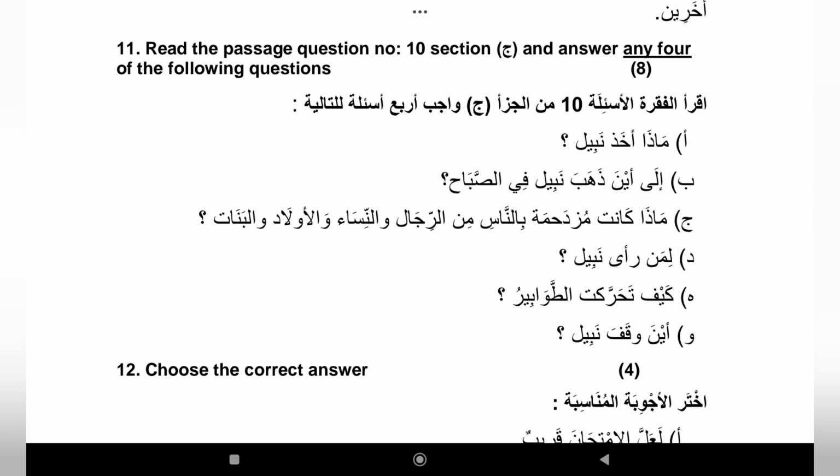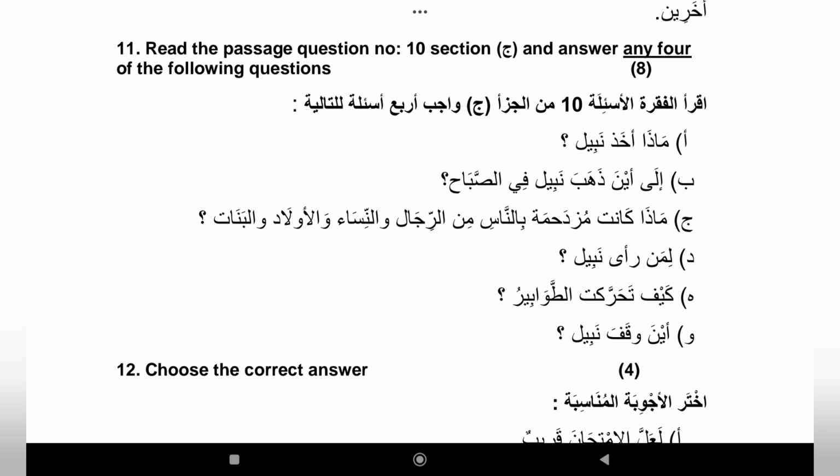You have a section G. In the above paragraph, answer any four of the following questions. So you have a total of 6 questions. You need to write only 4, and you get 2 marks for each question. Okay. So first of all, you should be able to understand the meaning of all the question words.